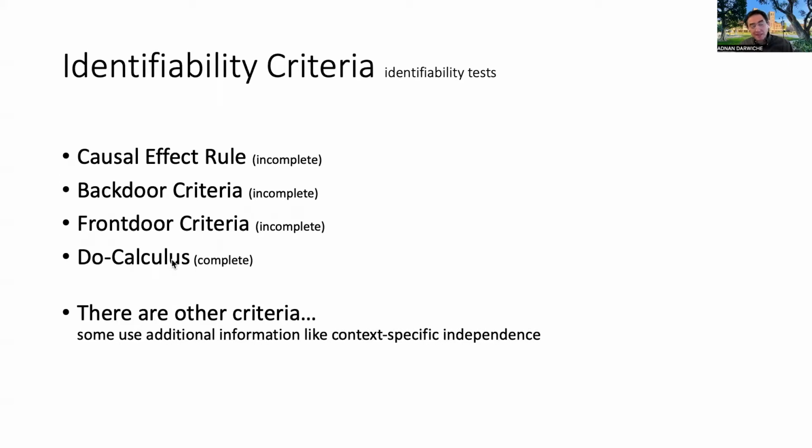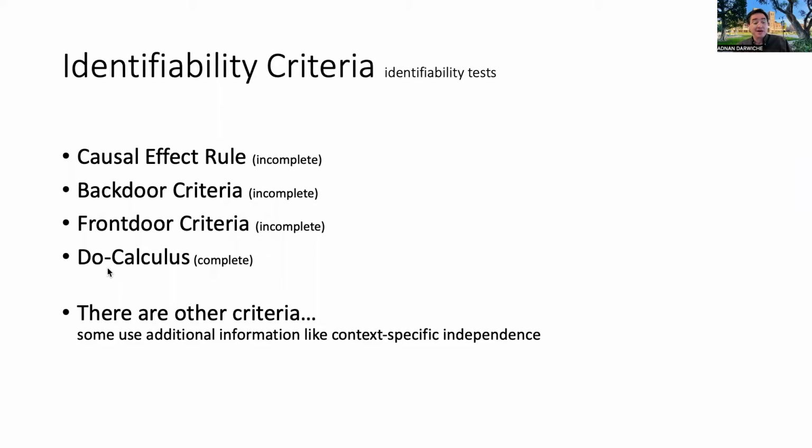And then we will finally end with the do calculus, which is complete. All of these are incomplete. They may come back and say, oh, I couldn't figure it out. As far as I'm concerned, this is not identifiable, but that doesn't mean it's not. This one is complete. If it says not identified, it means it's not. No other method can do it.